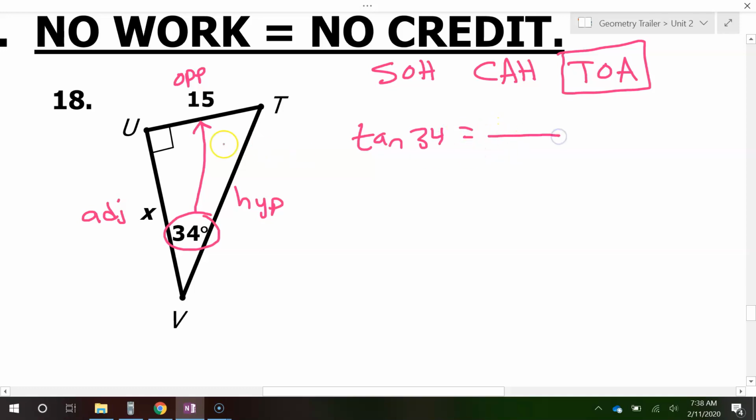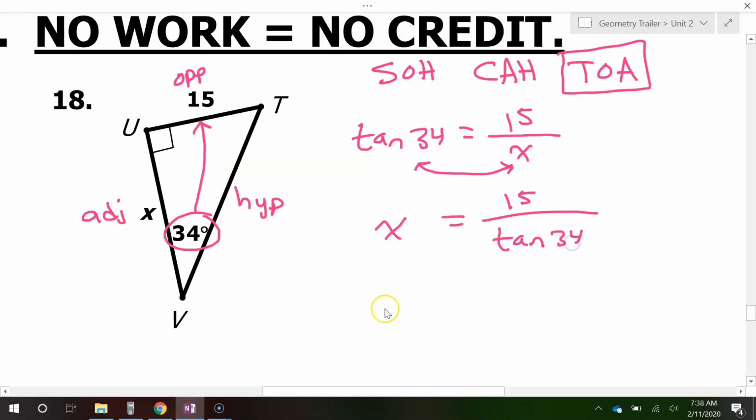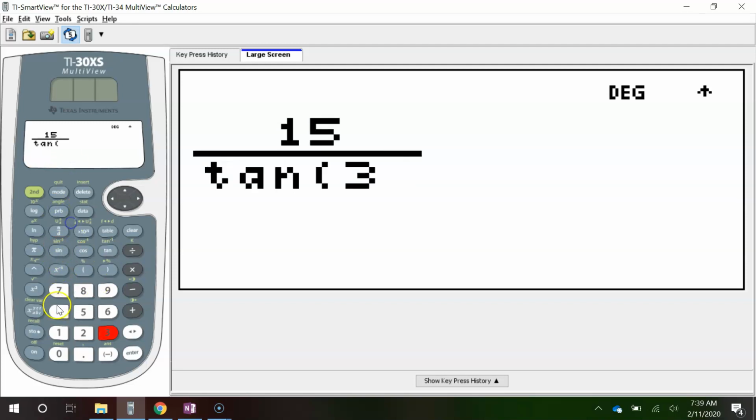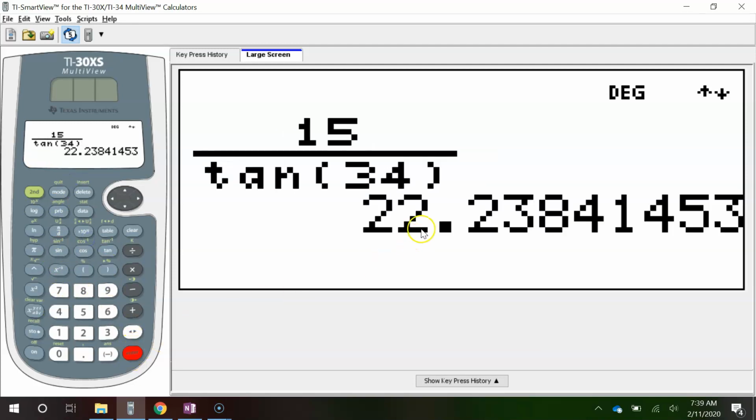So we will write tangent of the angle is equal to opposite over adjacent, so 15 over x. Guys, when the variable is in the bottom, the denominator, that is when you do a swap. So we're going to have the x over here, and then we will have 15 over tangent 34. And then this brings us to the answer. Just put this in your calculator. So 15 over tangent 34 is 22.238.